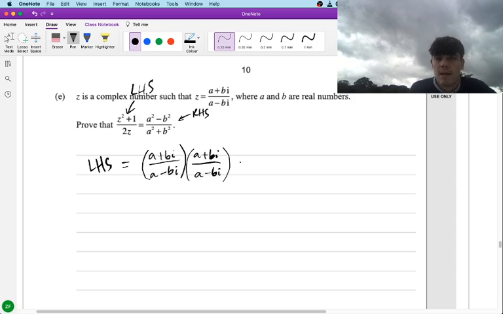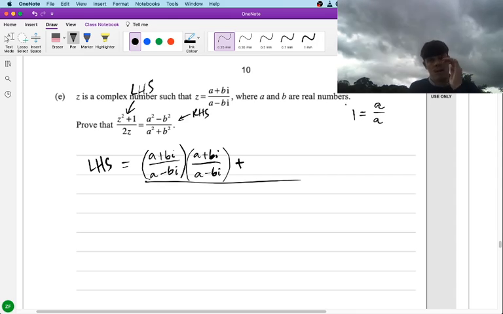Now, there's going to be a plus 1 here, but we're going to have a think about that. 1 to me is anything but 1. 1 to me is A over A. Or maybe A is a bad example in this case. 1 to me is alpha over alpha. It's whatever I want over itself. So we're going to have to find something cool to make 1.